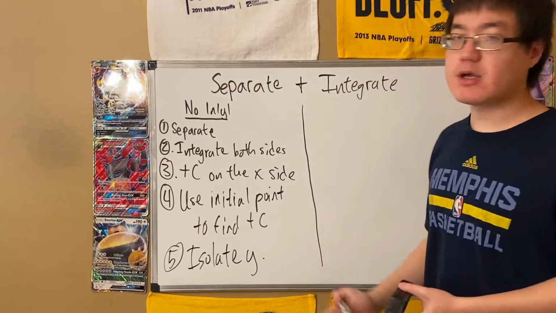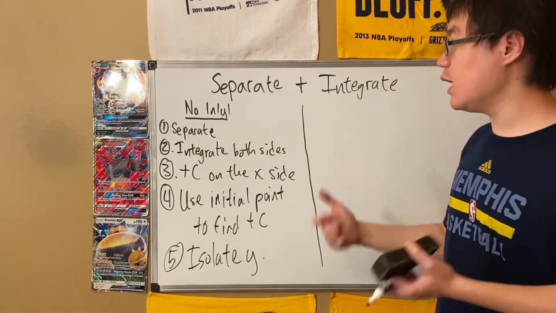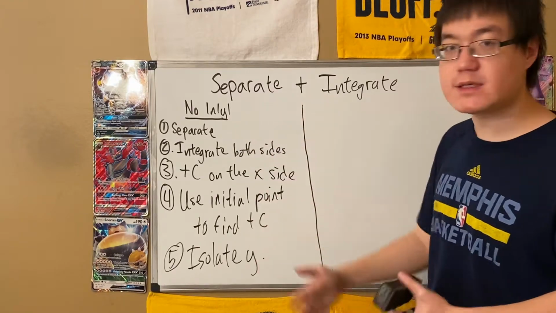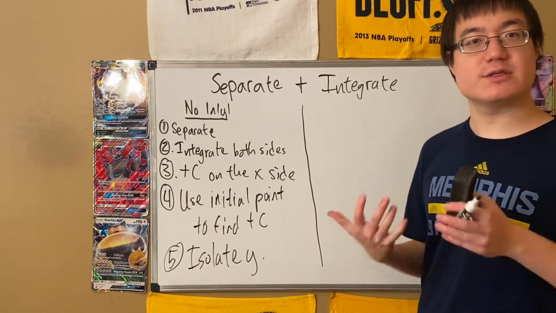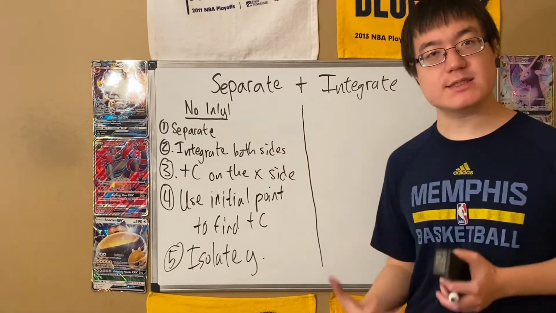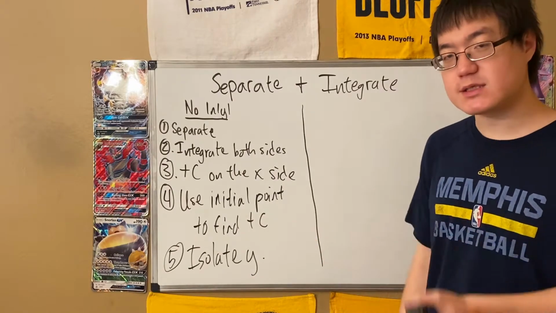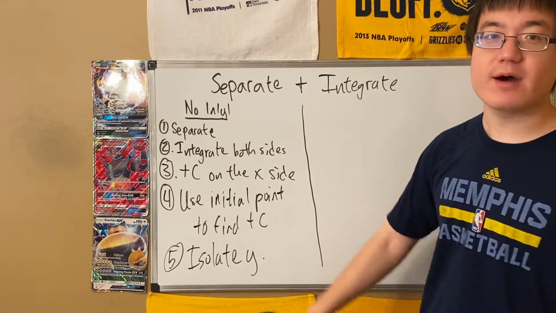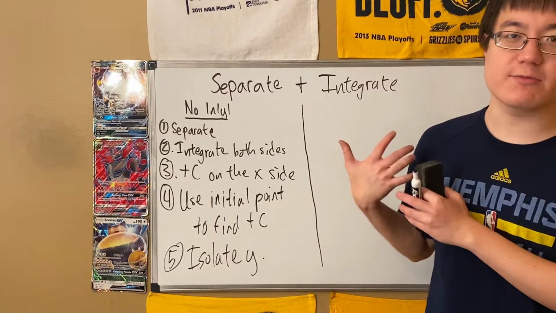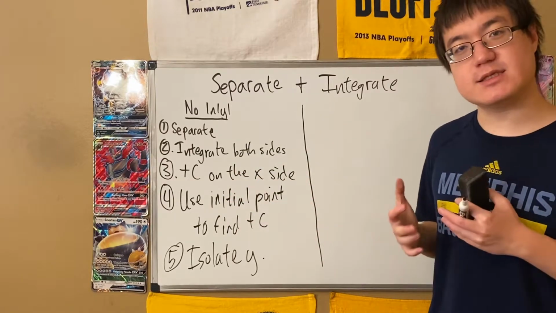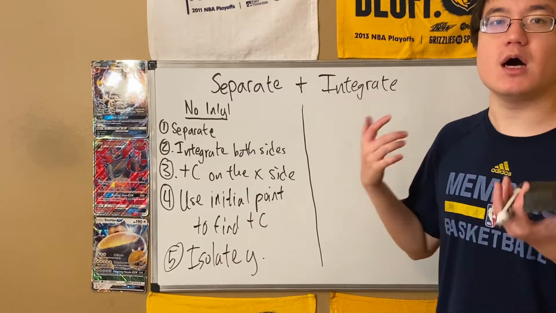So again, as we talk about this, we'll talk about some tips and warnings for each of these steps. Step 3 is super important. Just writing plus C gives you a point maybe on the AP exam, and not writing plus C maybe takes away 3 points. So step 3 is the easiest step, but it's also the step we want to be aware of.